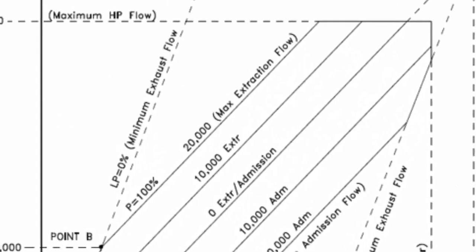The LP equals 100 line has the same slope as the LP equals 0 line and intersects point A. The LP equals 100 line defines the range of operation when the LP flow is at a maximum. The P equals 0 line defines the range of operation when emission flow is at a maximum. The P equals 100 line has the same slope as the P equals 0 line and intersects point B. The P equals 100 line represents the range of operation when extraction flow is at a maximum.